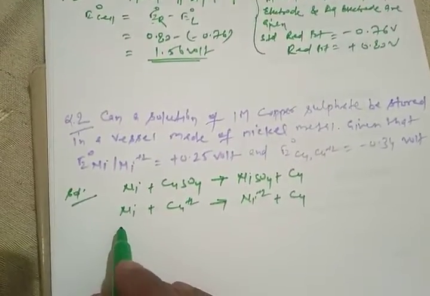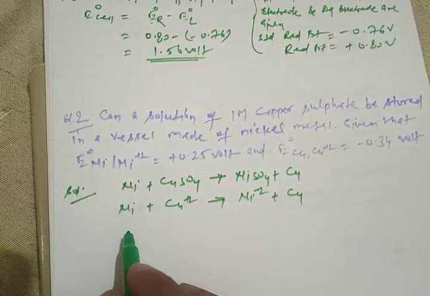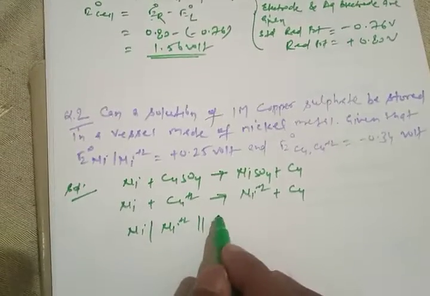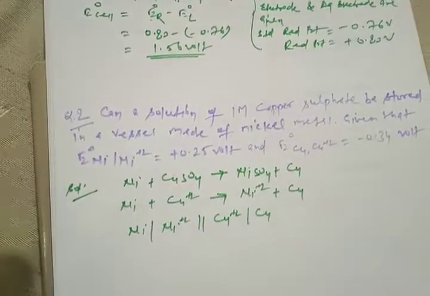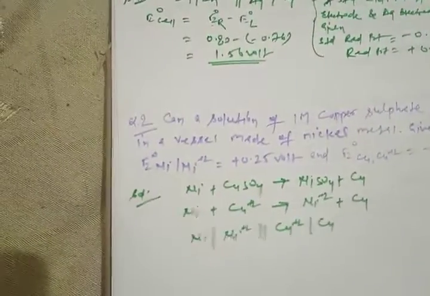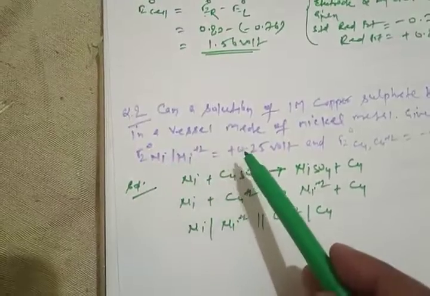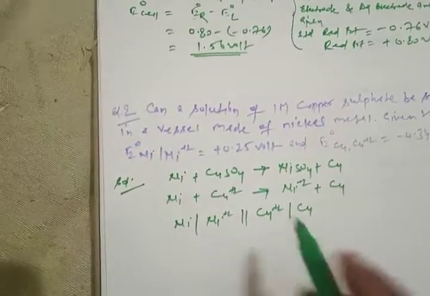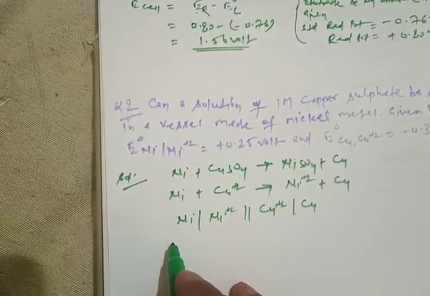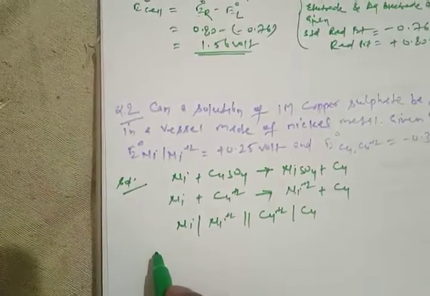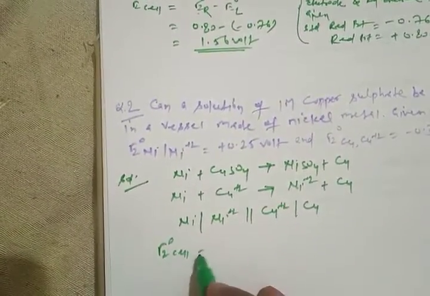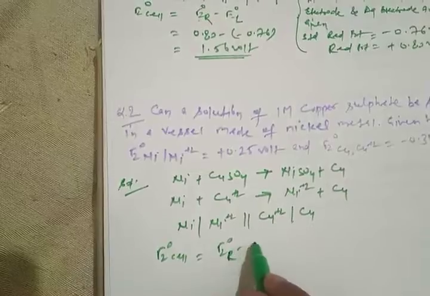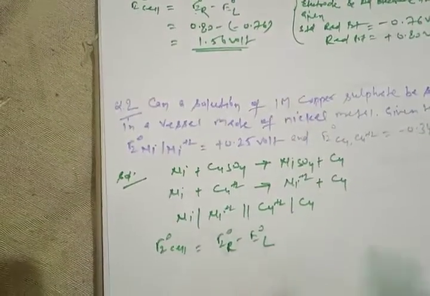So let's represent the cell first. The cell representation will be like this: nickel, nickel plus 2, and then copper plus 2, copper. This is the cell representation. Okay, now you have been given values of oxidation potential. This is the oxidation potential value, and this is also an oxidation potential value. So let's write the EMF of the cell. The EMF of the cell is nothing but E naught cell, that is equal to E naught right minus E naught left. This is the right hand side, this is the left hand side.